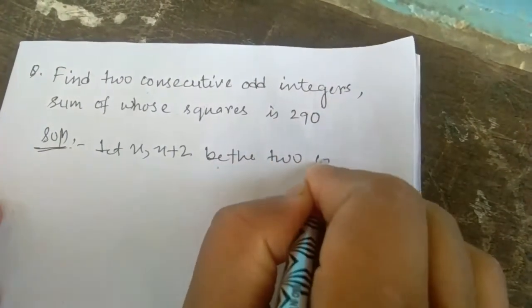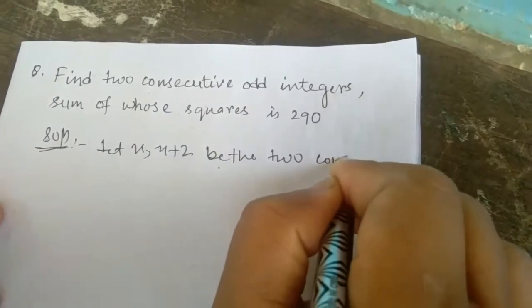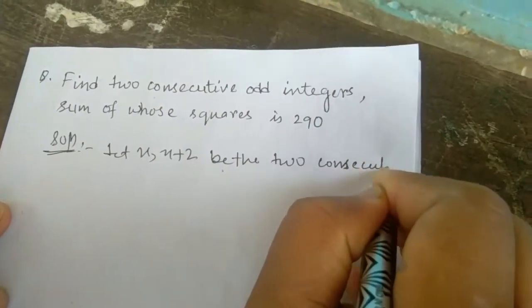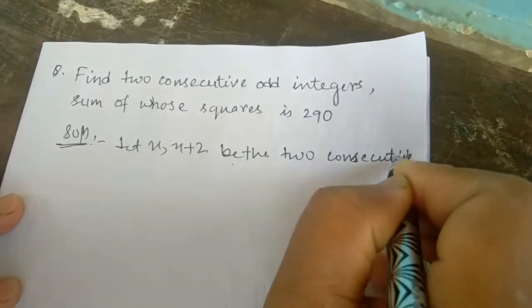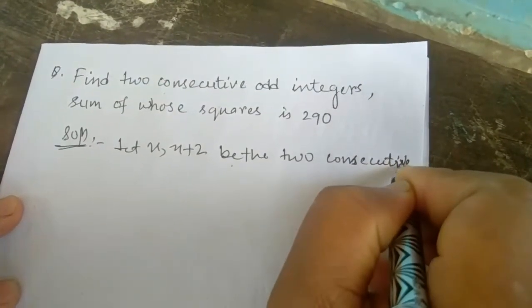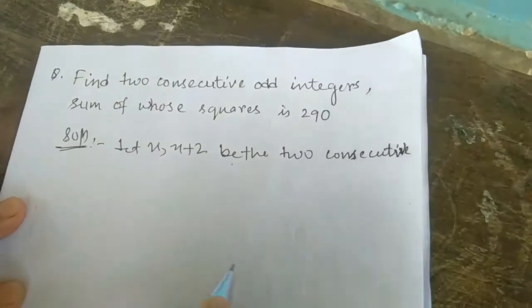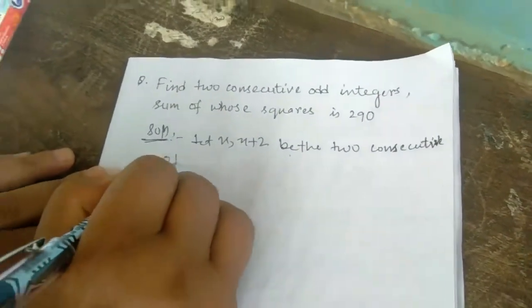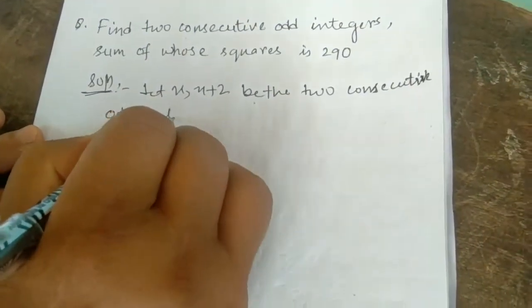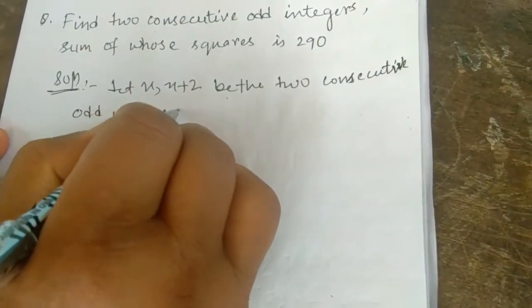So let x, x plus 2 be the two consecutive odd integers. I think you will understand consecutive.